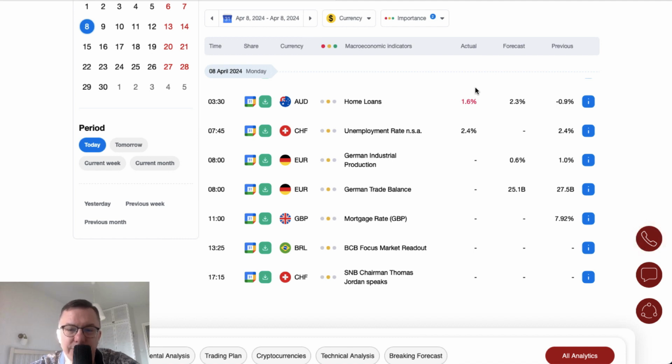Unemployment rate data from Switzerland is scheduled for release. Oh no, it's released already, 2.4%, in line with the expectations. Scheduled for release is German industrial production and German trade balance at 8 o'clock. Mortgage rate in the UK is scheduled for release at 11 o'clock. Then we got some data from the Brazil focus market readout, and then at 5:15 SNB chairman Thomas Jordan will give a speech. So quiet, very quiet New York session today.